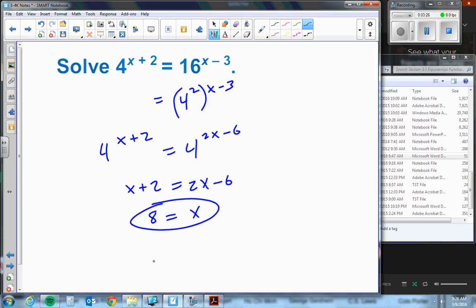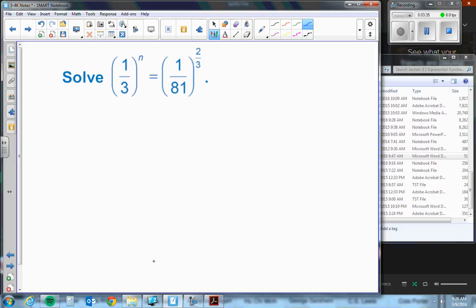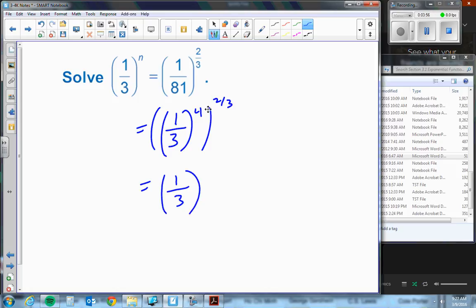Okay? Next one. Same idea. There's more than one way to do this. I'm just going to note the fact that 1/3 to the power of 4 equals 1 over 81. And then it's that to the power of 2/3. So that right side ends up being 1/3 to what power? If you multiply 4 times 2/3, you get 8/3. And then over here it's 1/3 to the power of n. So I'm pretty sure when you set the exponents equal to each other, you are done.